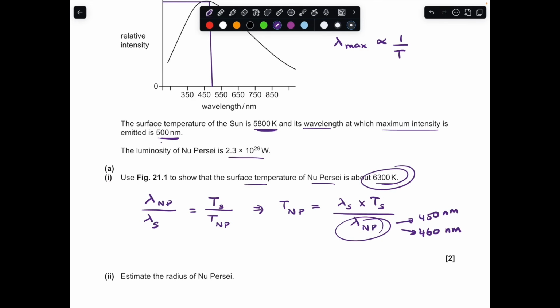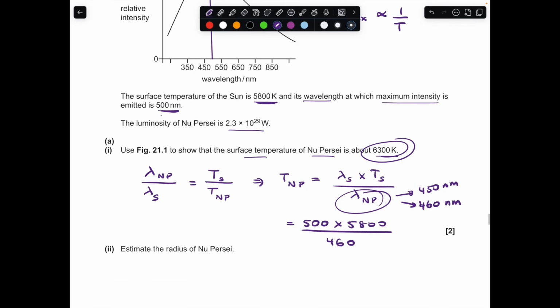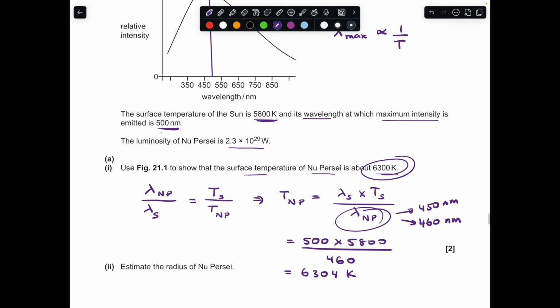So I'm going to put those numbers in, as lambda s is 500 nanometers, and I do not need to convert anything because it's a proportion. Ts is 5,800 divided by the 460 nanometers, and that gave me an answer of 6,304 kelvins. Okay, that's part A I done.